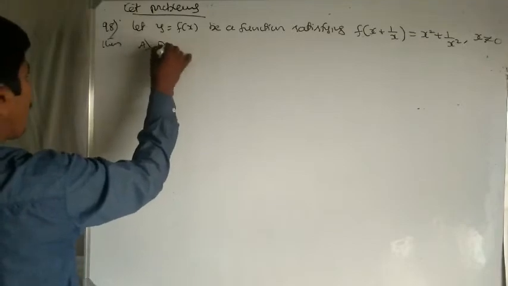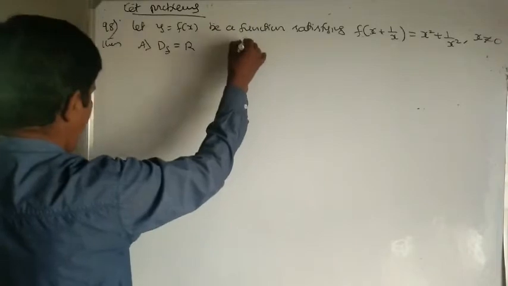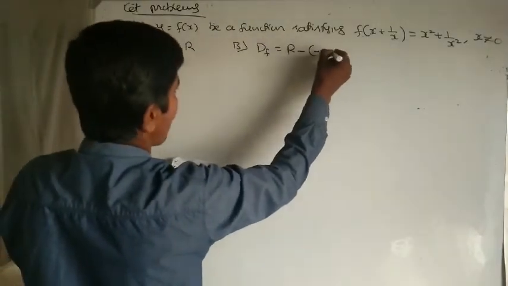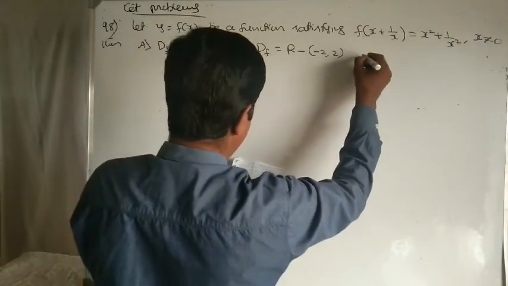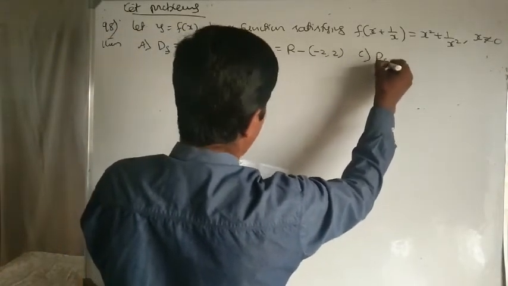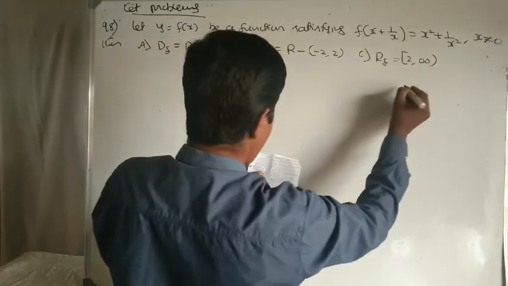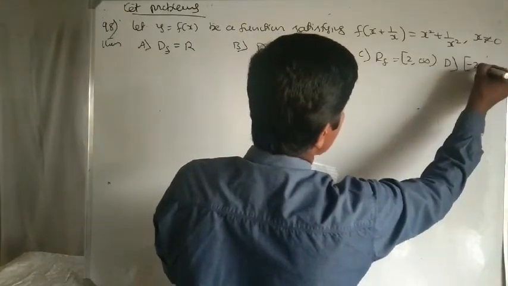A option, domain of f equal to R. B option, domain of f equal to R minus open interval minus 2 comma 2. C option, range of f equal to R closed open interval 2 comma infinity. D option, R closed open interval minus 2 comma infinity.